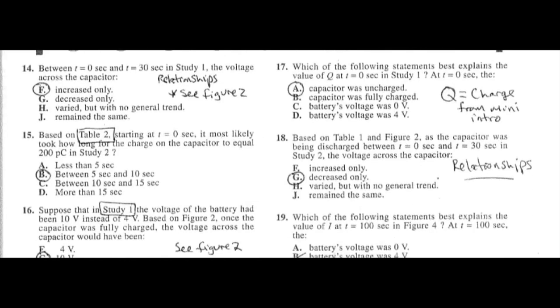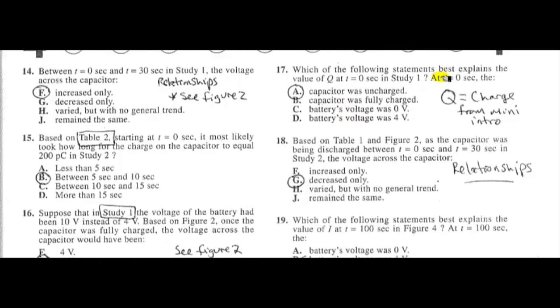Look for an answer choice that says the same thing as what we just previewed. The answer at t equals 0 is the capacitor was uncharged. Remember, always use the information they give you. Go into the study you're looking for, define an unsolved value of what they're talking about. What is Q? Define, find out what that is, and then plug that information into t equals 0.